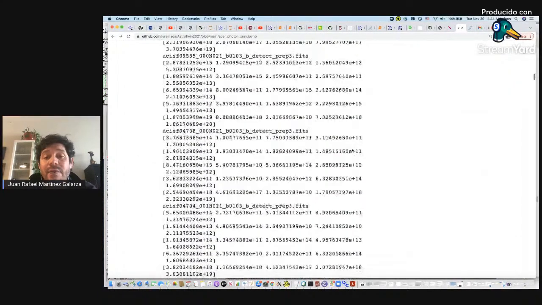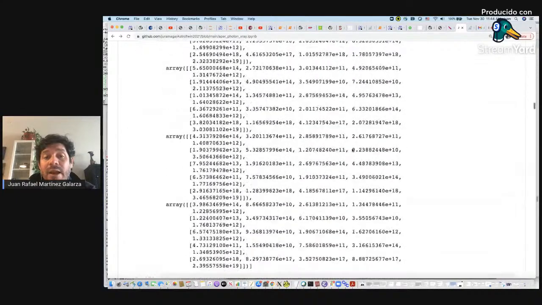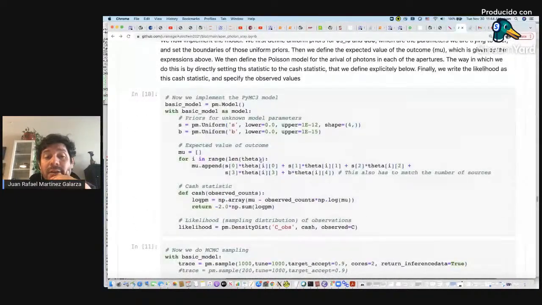And because I have them all in the same matrix, the background and the sources, I can write it as a single expression. I take my thetas that already include the multiplication by the exposure and the PSF fractions, etc., and multiply them by my quantity of interest, the first one of the four, the second one of the four, third one of the four, and fourth one of the four, and then also have my thetas for the background multiplied by my parameter B.